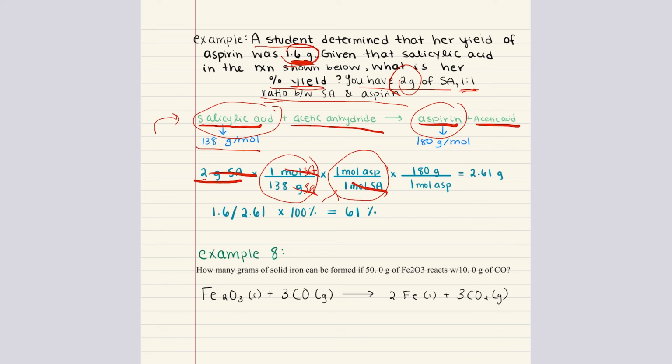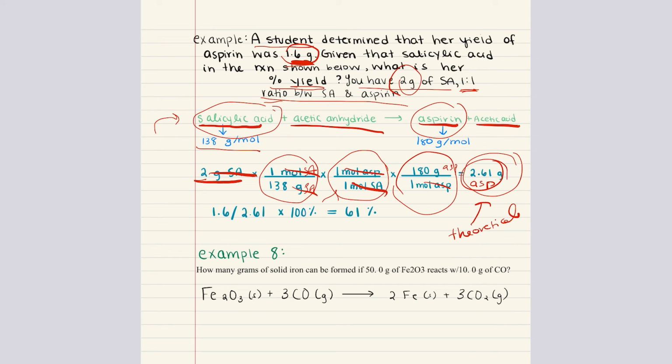And then last, we can convert moles of aspirin to grams of aspirin using molar mass. We're also given that, 180 grams per mole. All right, and so our final answer is going to have units of grams of aspirin. Sorry, let me write that down, grams of aspirin. And if you calculate it, what you'll get is 2.61 grams of aspirin. That is our theoretical yield.